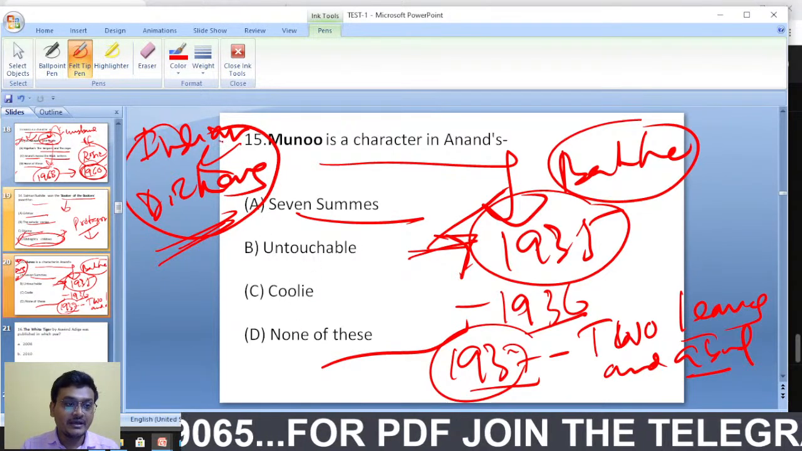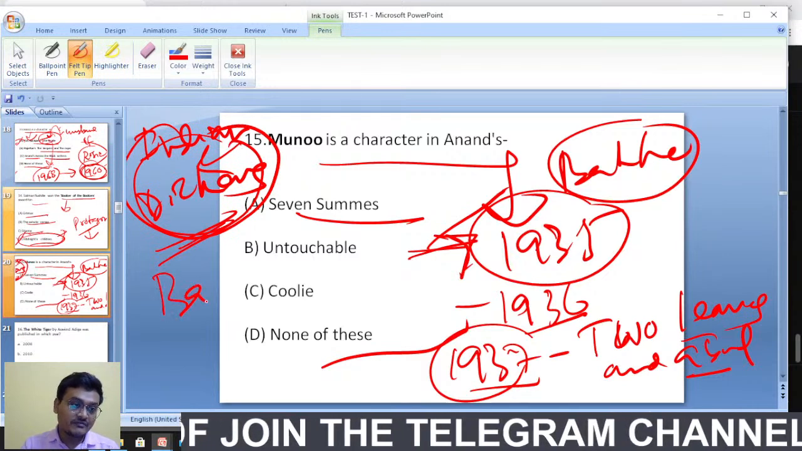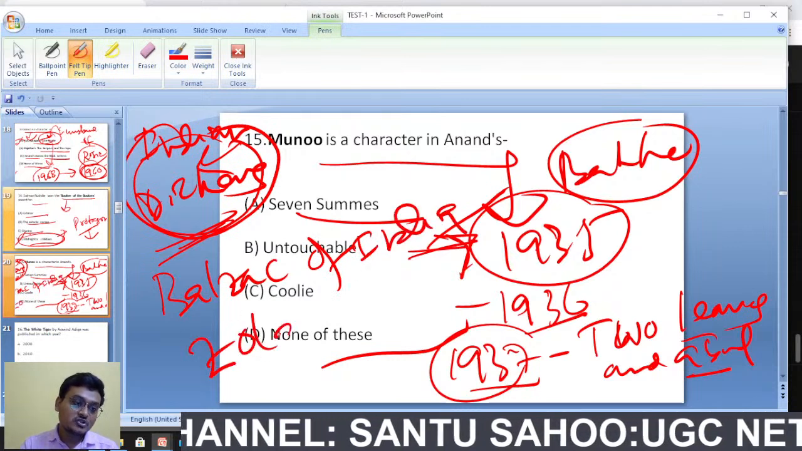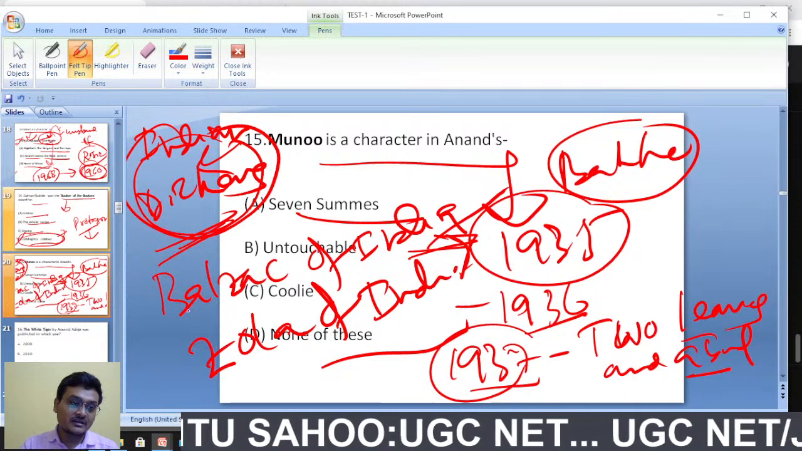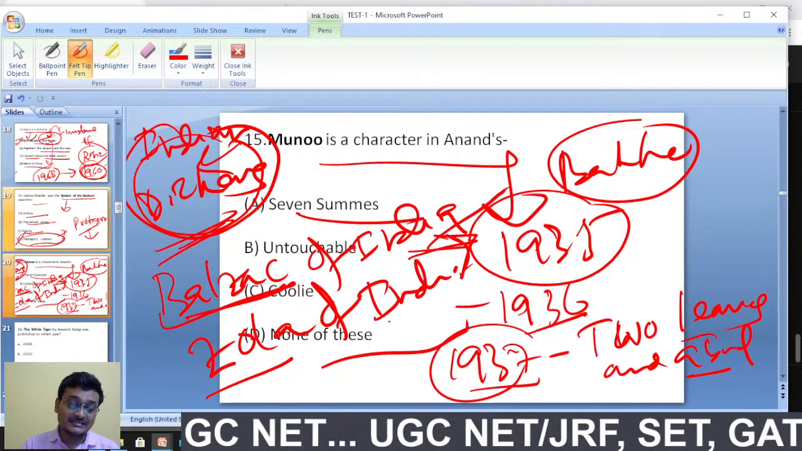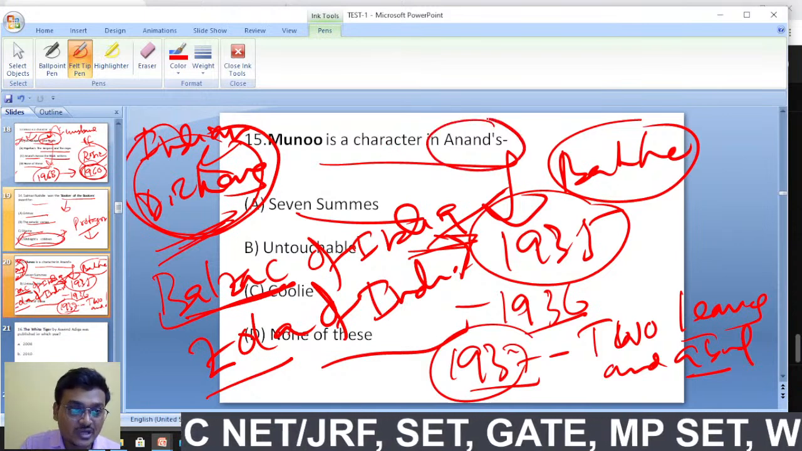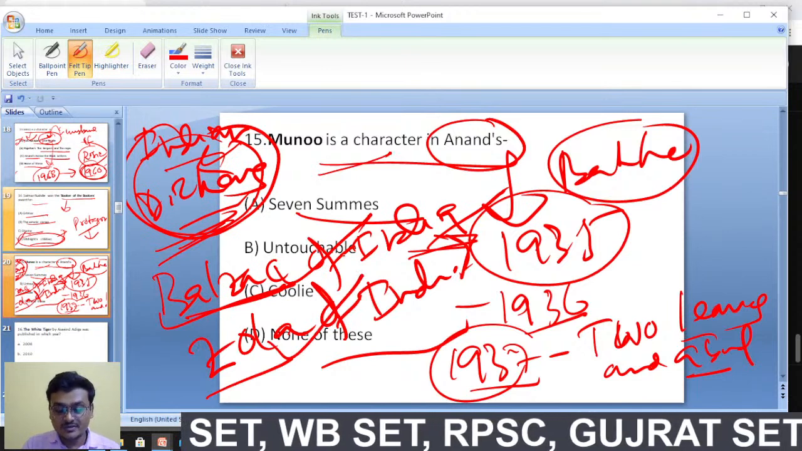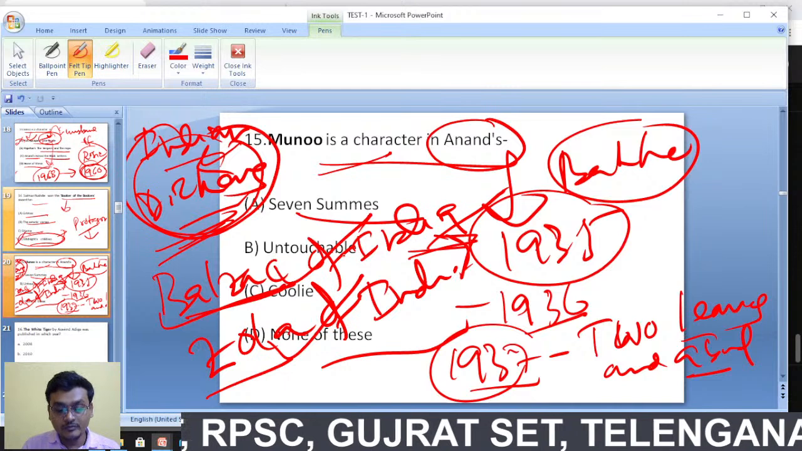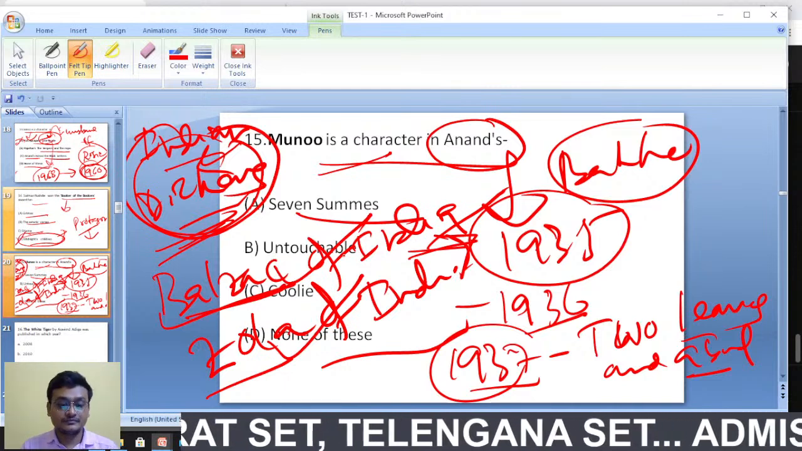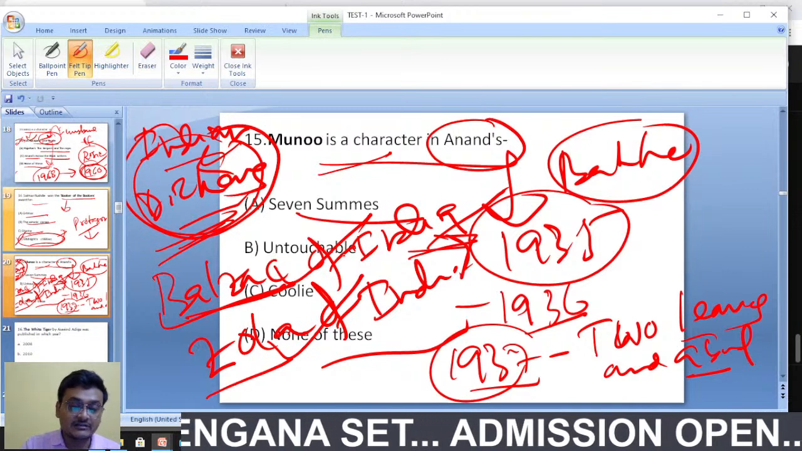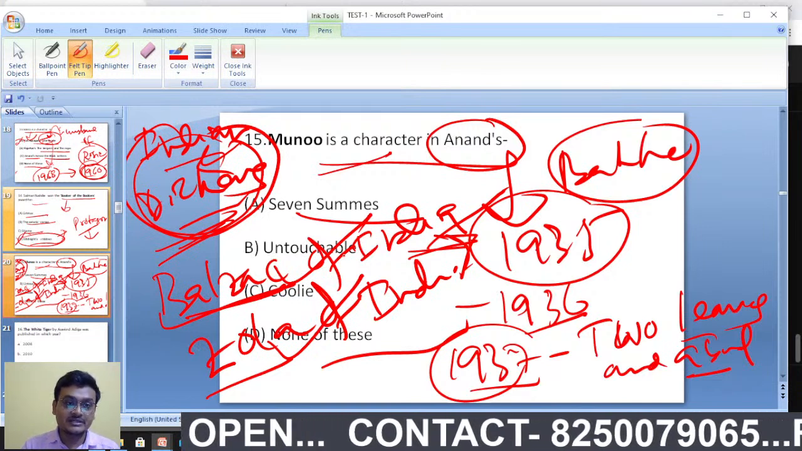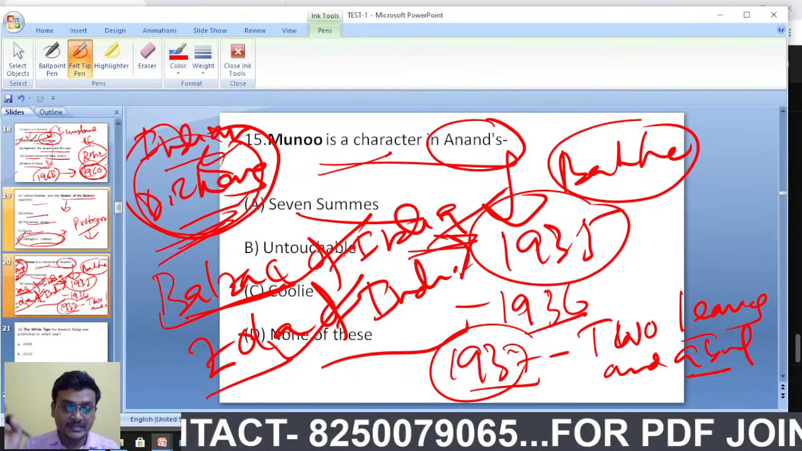Balzac of India, Zola of India. Indian Dickens. He is also known as Balzac of India, the realist writer. Zola of India. They are all naturalist writers. So Mulk Raj Anand is known as Indian Dickens, Dickens of the East, Balzac of India, Zola of India. And he was one of the trio along with R.K. Narayan and whom? The Indian trio: R.K. Narayan, Raja Rao and Mulk Raj Anand.